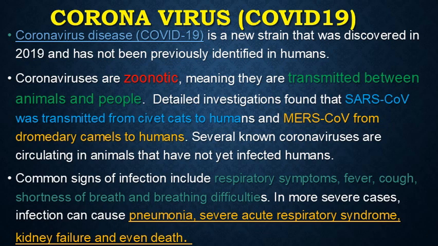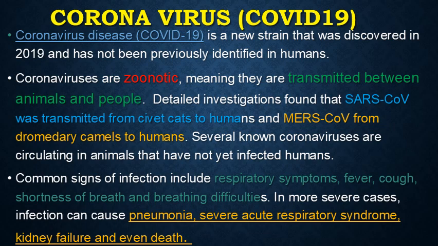Coronavirus disease, COVID-19, is a new strain that was discovered in 2019 and has not been previously identified in humans. There are many stories which say that this virus came from bats because it was discovered in China. Some of these stories are not proved, for instance that the disease came because Chinese people have different types of food from animals, from bats, from snakes. So they thought it was coming from animals, zoonotic. Coronaviruses are zoonotic, meaning they are transmitted between animals and people.